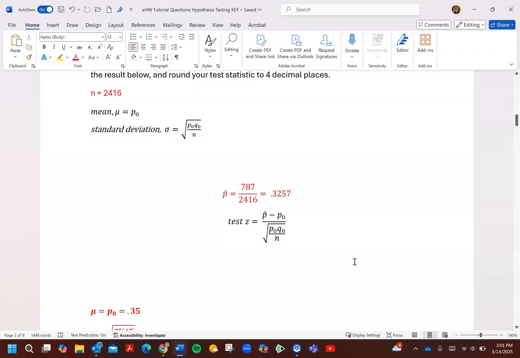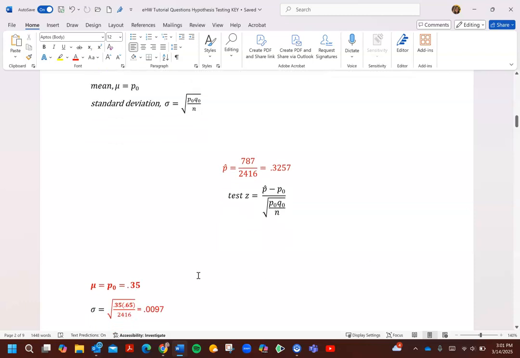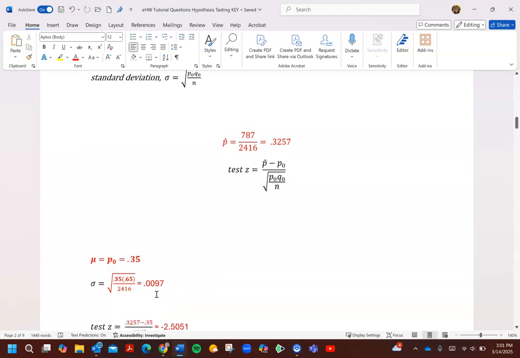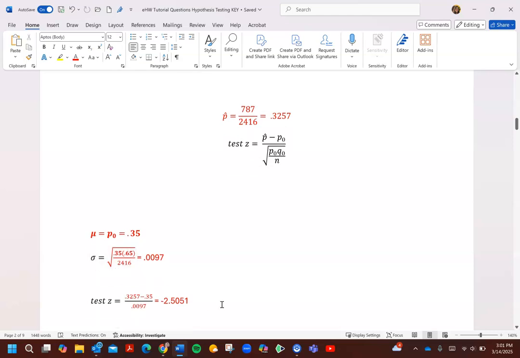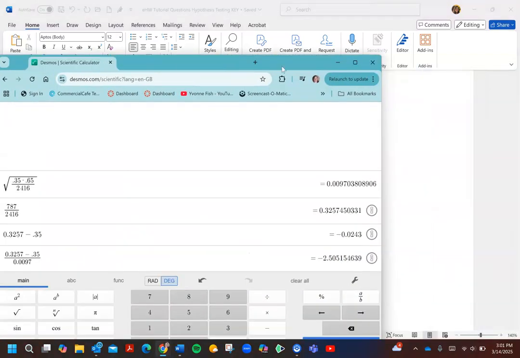And then I go ahead and put all those values in. So I have my p sub 0 is 0.35. My standard deviation is 0.0097. Again, make sure you take that square root of the inside part. Then I go ahead and figure out my test z. I can show you what I did in Desmos, all my calculations here.